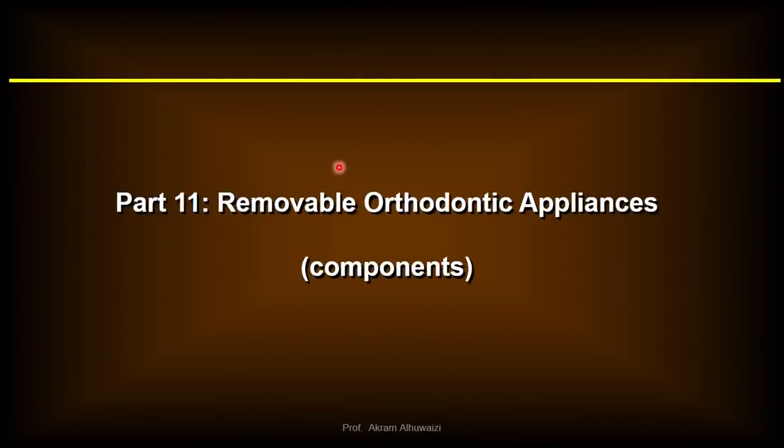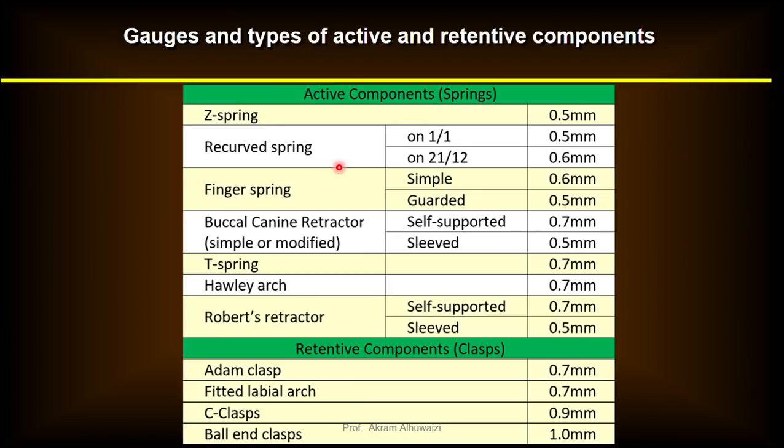Part 11. Removable orthodontic appliances. Now here, when we're talking about the components of the removable orthodontic appliances, I've gathered here the gauges of all the springs and the clasps and their gauges. Notice the difference that active components are what's called springs and the retentive components are called clasps. Sometimes Howe's arches can become retentive and not active. The others apply the same.